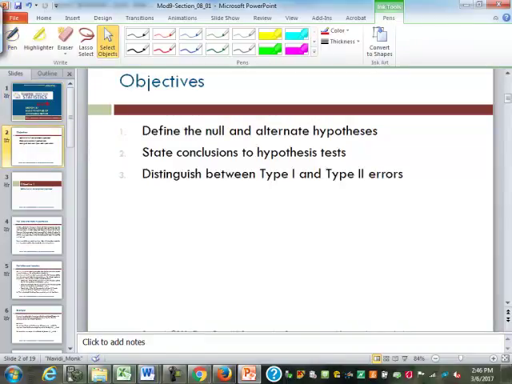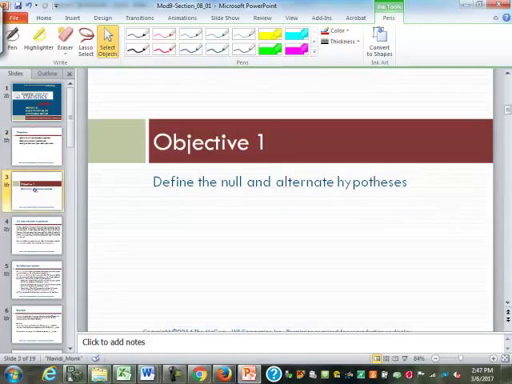The first thing that we have to do with any sort of hypothesis test is define the null and alternative hypotheses. And then we're going to have to gather data and perform the test and then state some conclusions. Then we're going to look at different errors that can happen in those tests. So, defining the null and the alternative hypotheses.